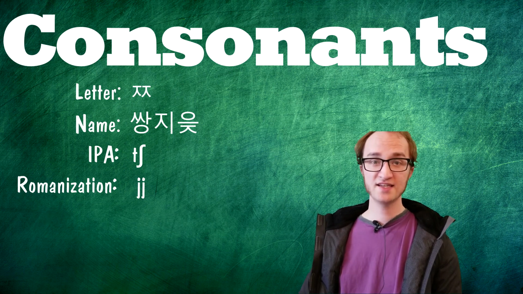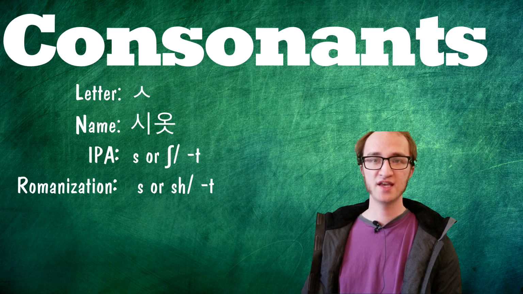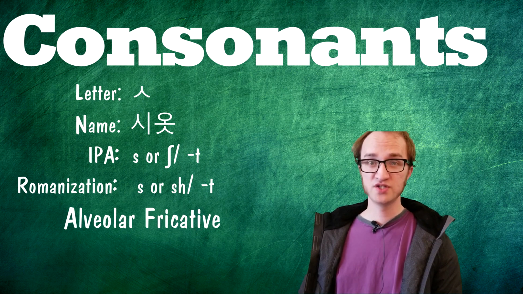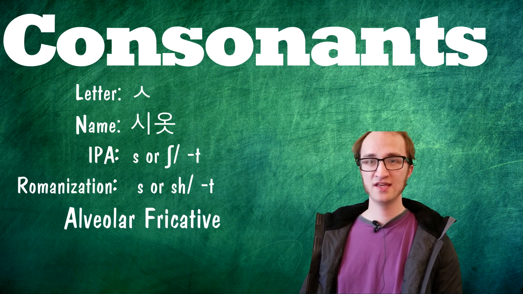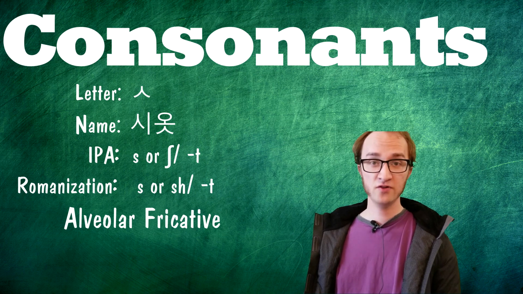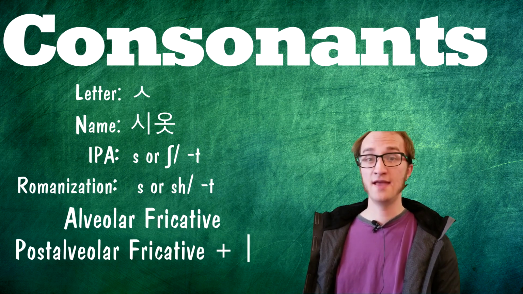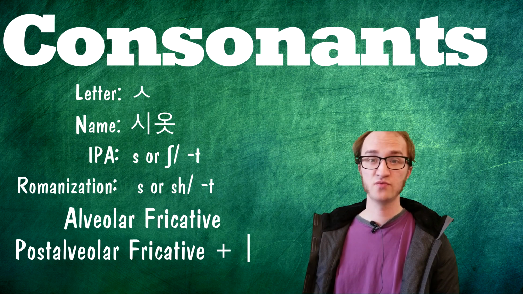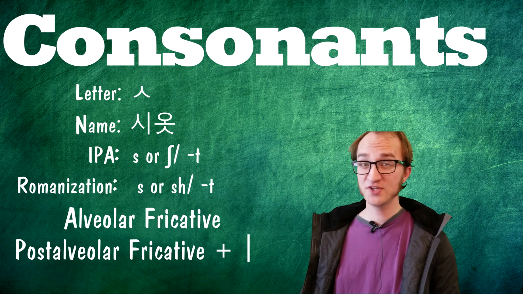The next letter we'll look at is 시옷, which looks like tiot without the top. This is an alveolar fricative, which is very similar to the English letter S. But if it is followed by E, then it becomes a post-alveolar fricative, which makes it sound more like an SH. We mentioned post-alveolar fricatives when talking about tiot. Tiot is never voiced, and let's look at some examples.